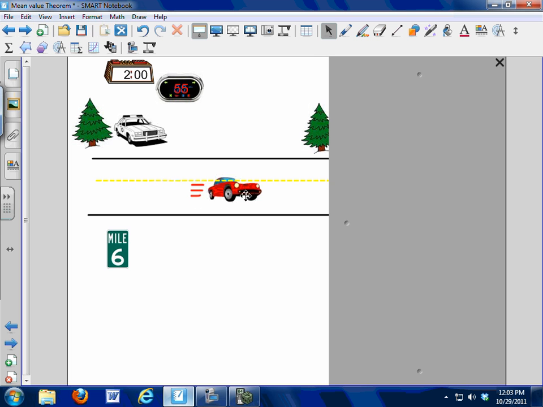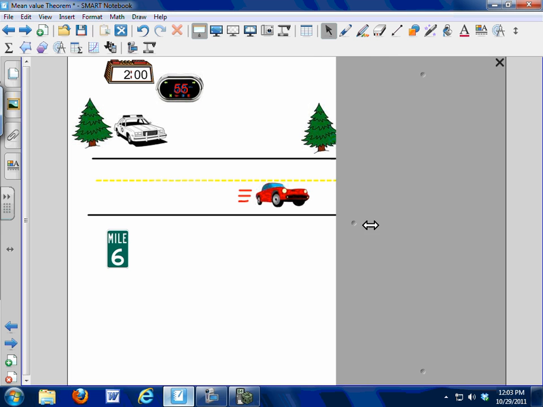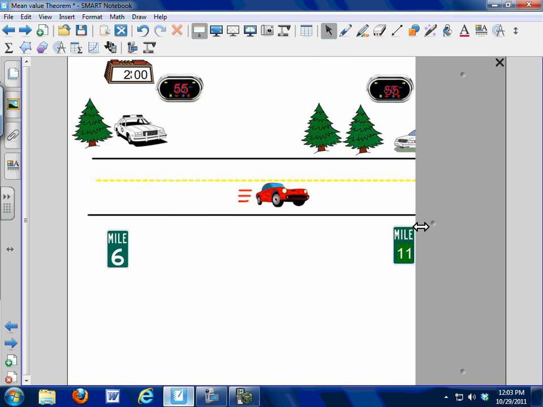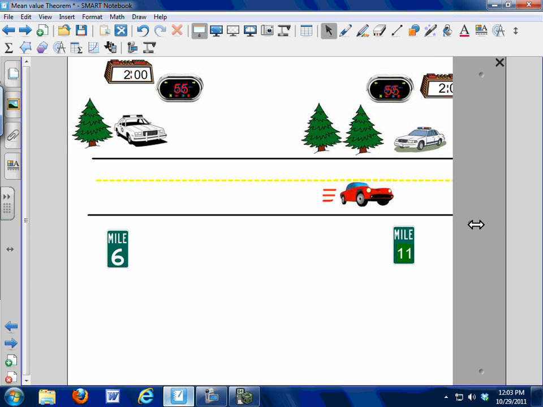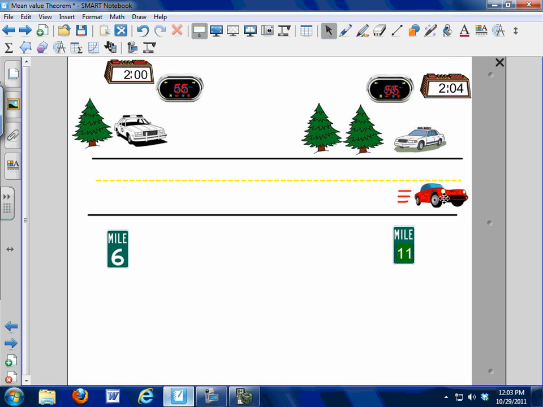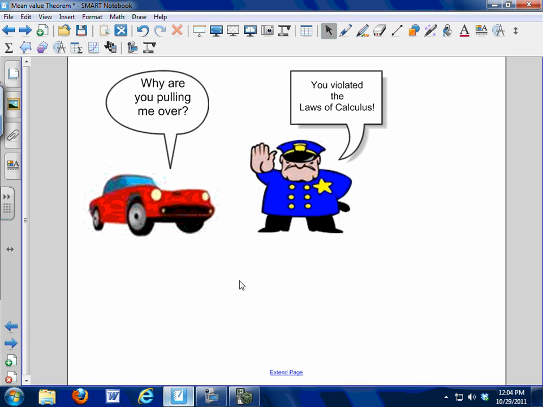Cruising down the road. Realizes there's another policeman behind the tree, and slows down immediately to 55. Okay, we're at mile marker number 11. The time is now 2:04. Little red car keeps cruising along, and is pulled over by officer number 2.